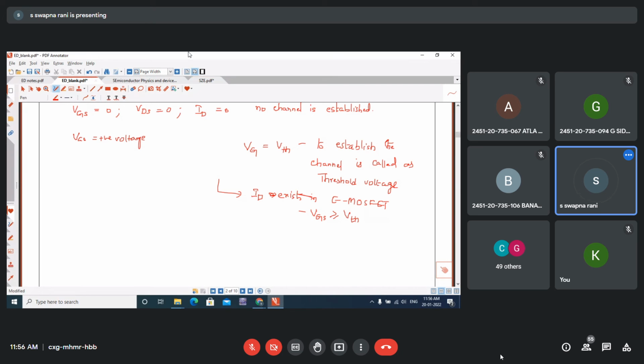Therefore, in general we say that for VGS equal to 0, the E MOSFET is said to be normally off. Why is the E MOSFET said to be normally off? It is a 2 marks question.